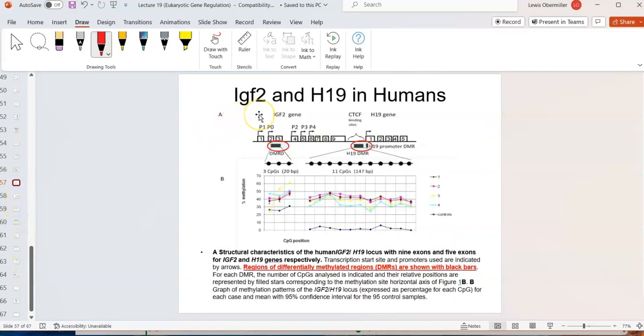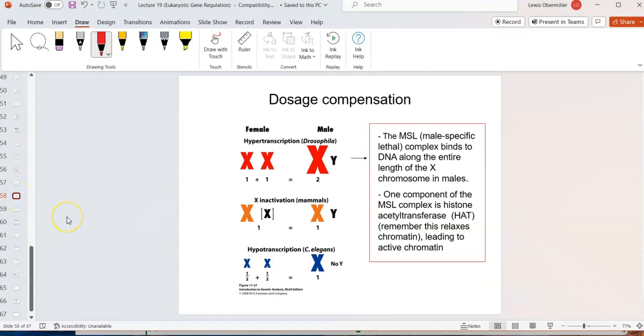Okay, so this occurs in humans as well. Just in the essence of time, I'm not going to go really into this, but remember, these are the methylated islands, the CpG islands. This is just showing the pattern of methylation that occurs. I don't expect you to know this. I just want you to know that this is relevant.